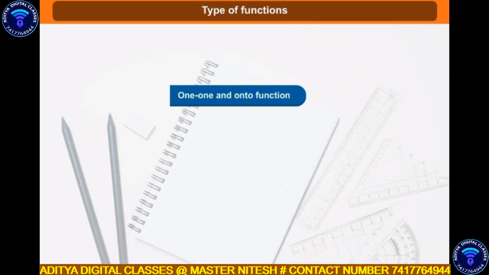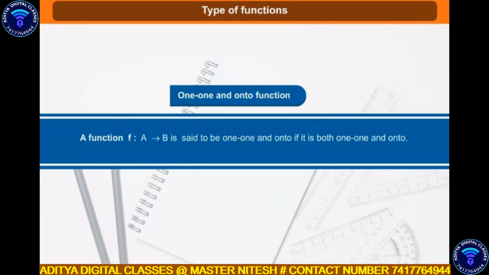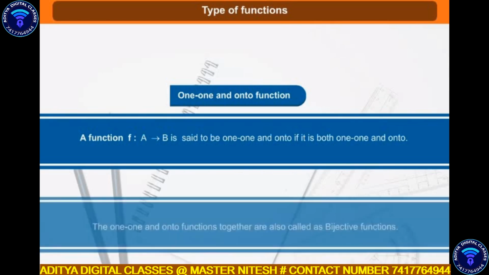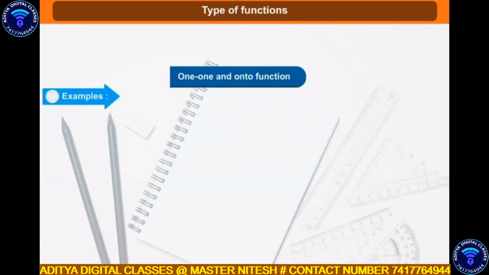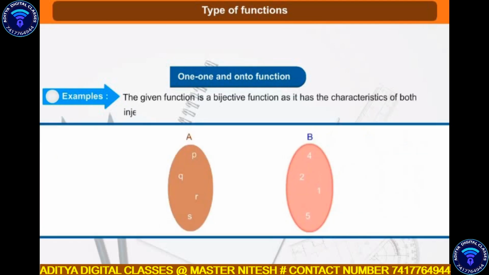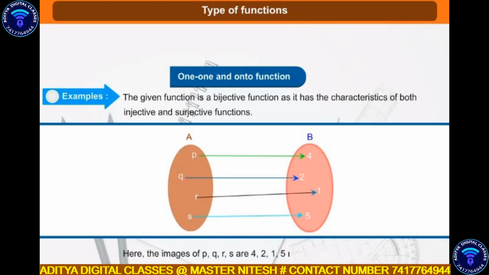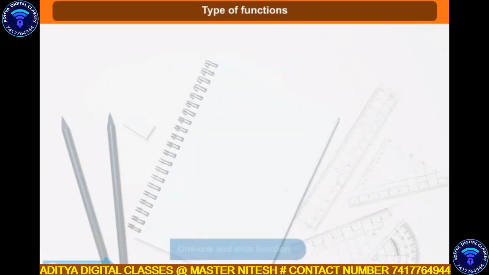One-one and onto function. A function f in which A changes to B is said to be one-one and onto if it is both one-one and onto. The one-one and onto functions together are also called bijective functions. For example, the given function is a bijective function as it has the characteristics of both injective and surjective functions. Here the images of P, Q, R, S are 4, 2, 1, 5 respectively.